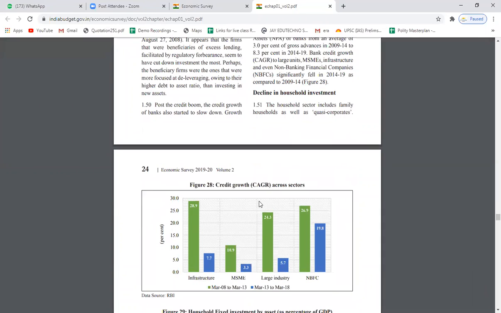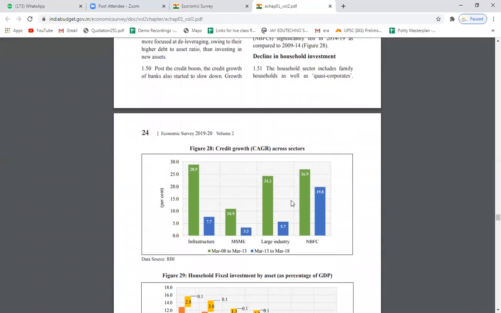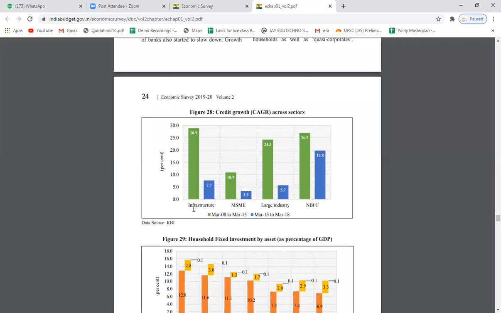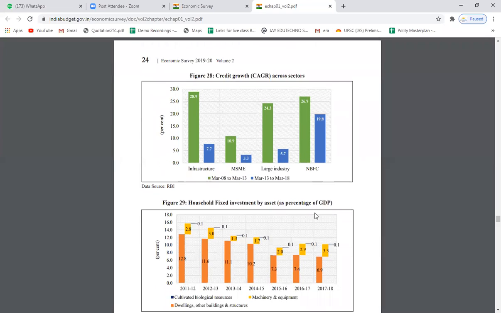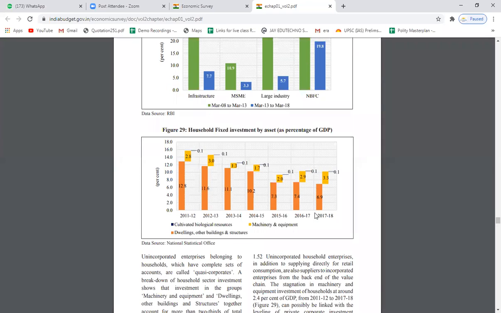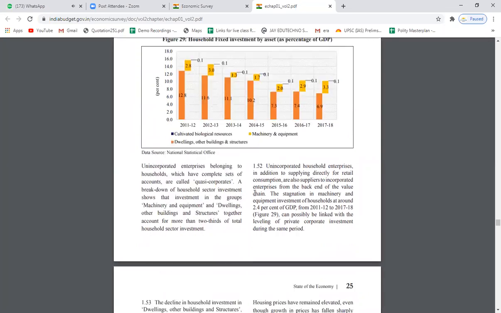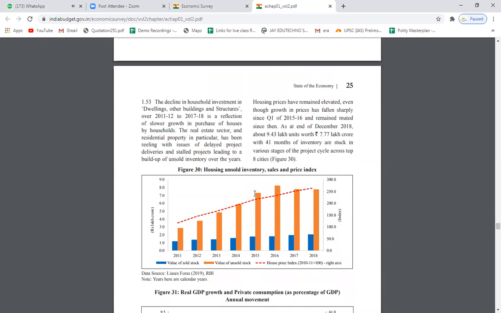Then credit growth, CAGR across sectors. In which sector is the credit growth more? Infrastructure, MSME, large industry, NBFC. That is also explained here. Then household fixed investment. Whether household investment has increased or decreased is also explained here. Household fixed investment by asset as a percentage of GDP. So what is the percentage of GDP? Whether household investment is increasing or decreasing is also explained here. Then housing, unsold inventory, sales and price index.